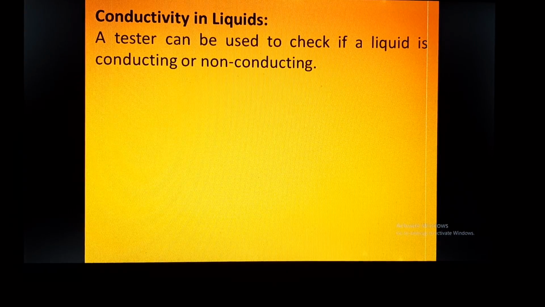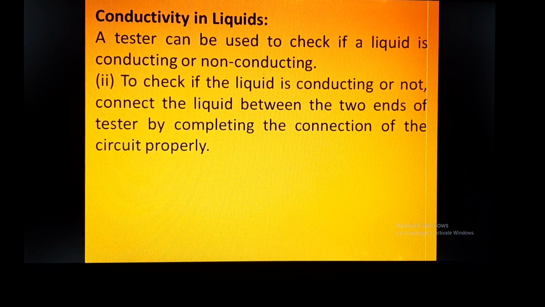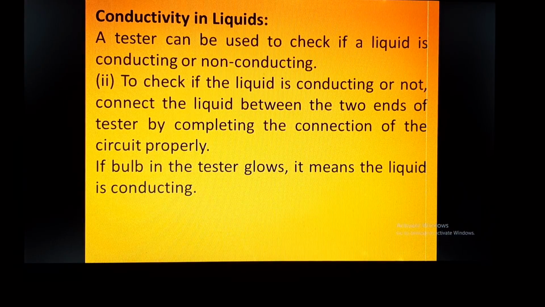So we already discussed how we can test the conductivity in liquids. We can use a tester to check if a liquid is conducting or not. To check this, we will connect the two ends of the tester to the liquid, and hence the circuit will be complete, and the bulb of the tester will glow if the liquid is conducting, and the bulb of the tester will not glow if the liquid is not conducting.